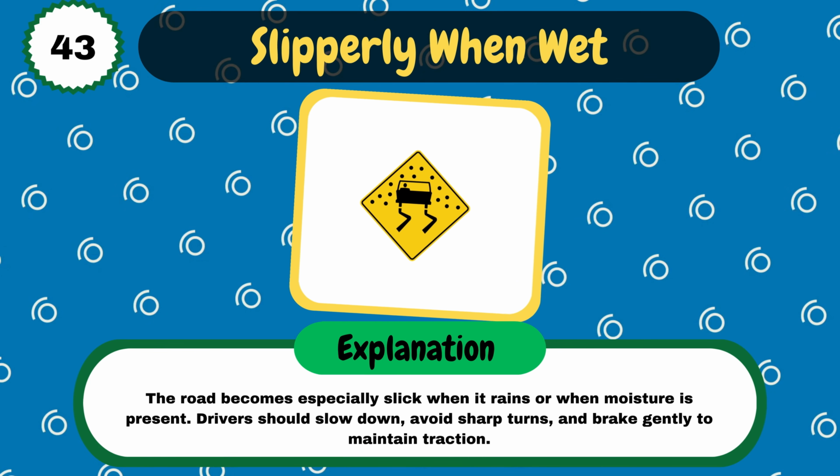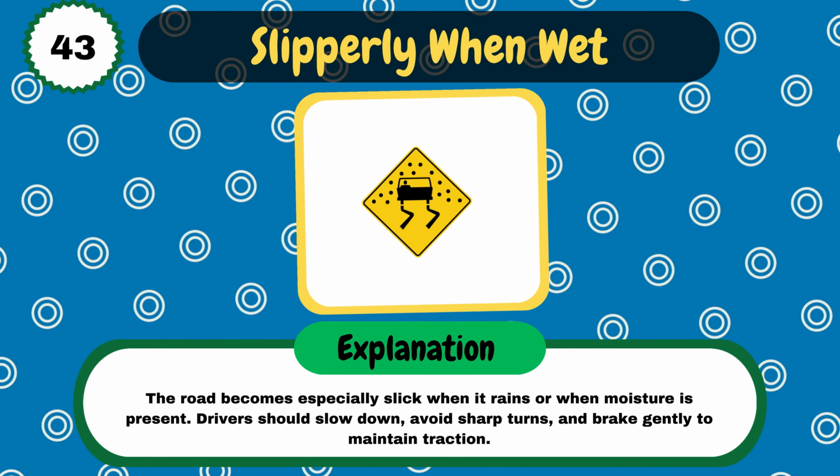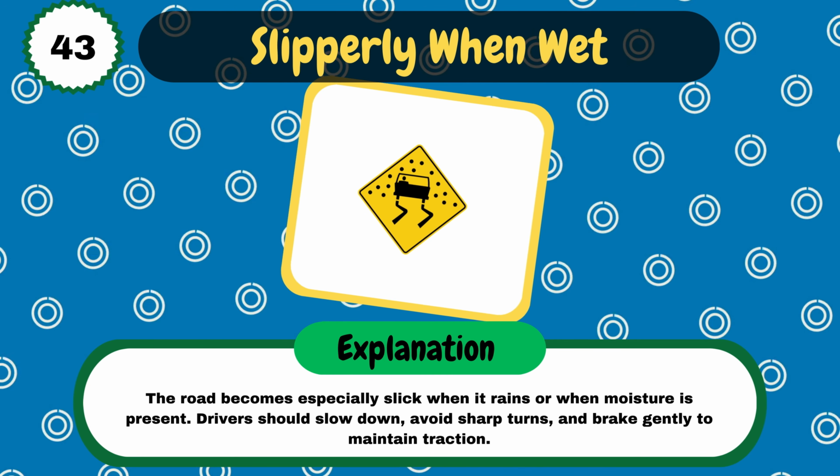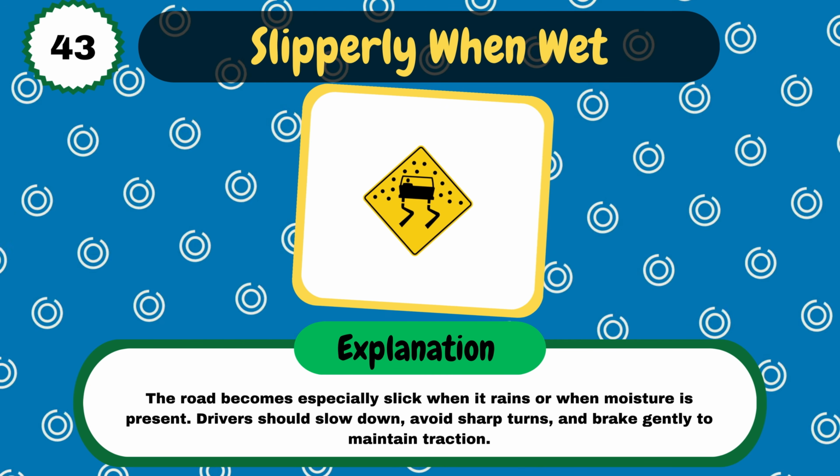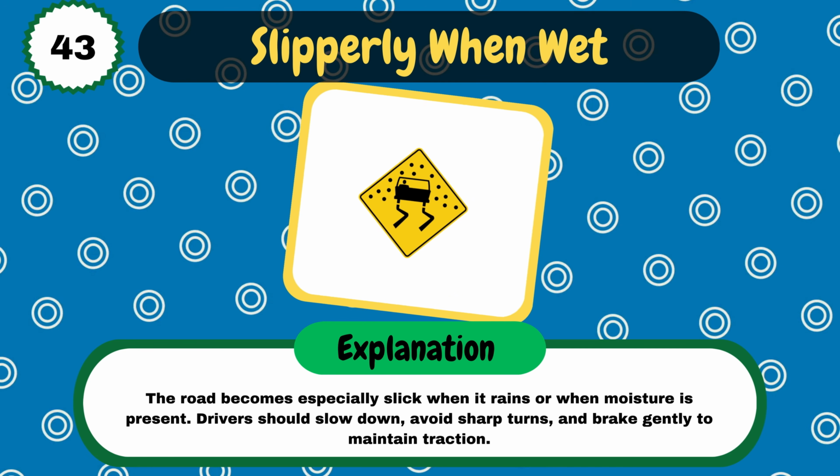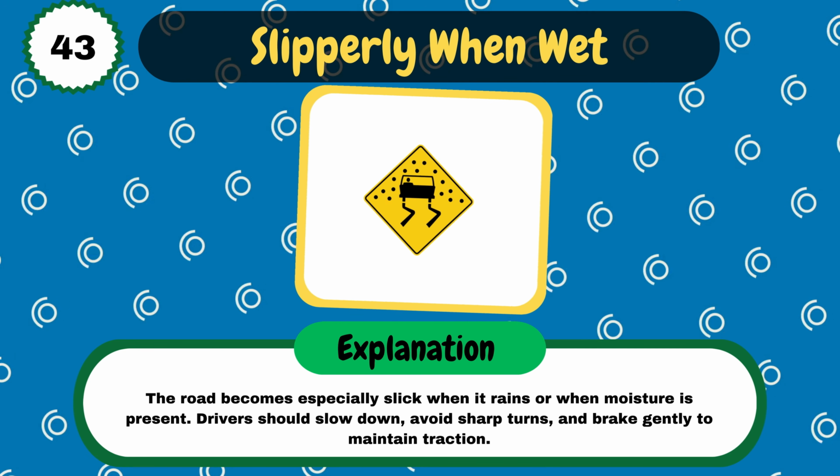This is the slippery when wet sign, and it means the road surface ahead becomes particularly slick when it rains or moisture is present. Drivers should slow down and increase following distance to maintain control in wet conditions.